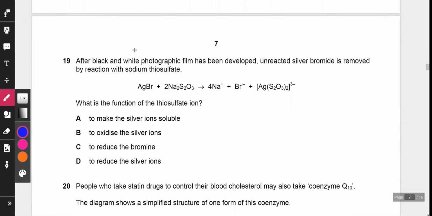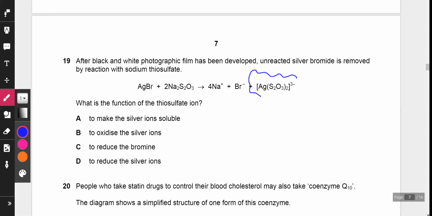Now you have this question, and they're asking about a reaction: a black and white photographic film has been developed. Unreacted silver bromide is removed by the reaction with sodium thiosulfate. And they're asking what is the function of the thiosulfate ion? This question, I don't know why it's here. It's actually an A2 question.